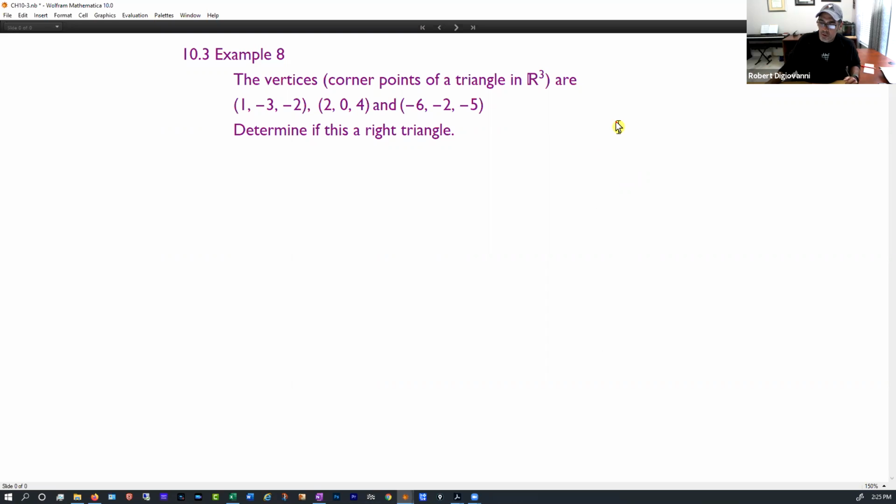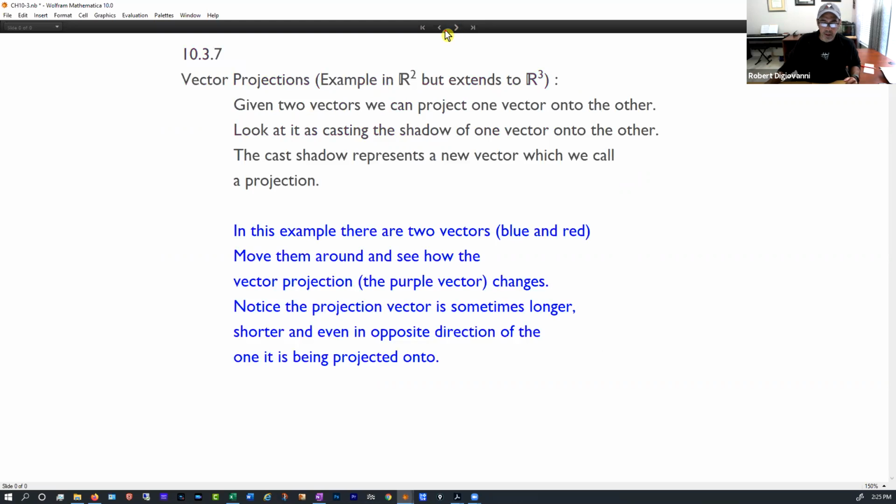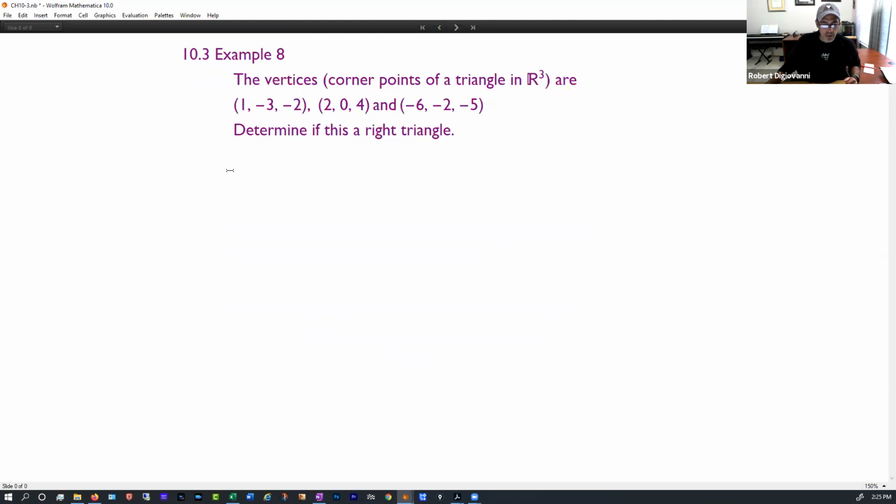I'm going to do breakout rooms probably for the next 10 minutes. Then I'll pull everyone back together and we'll see if we had a path, a way of getting this. Make sure you copy the problem down. I'll give you a moment to do that.